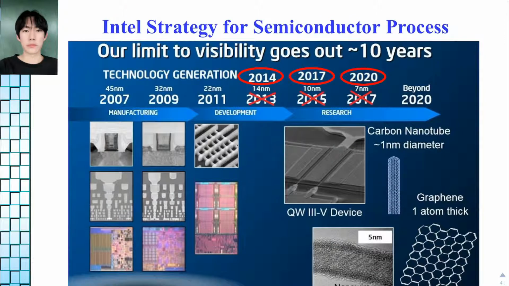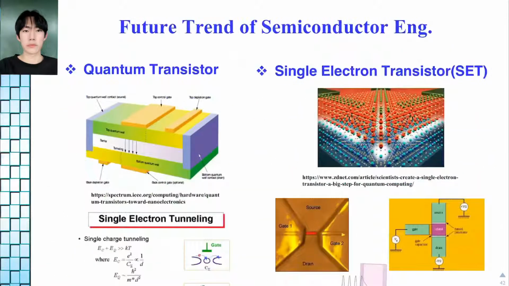Third is the future of semiconductors. Semiconductor technology generation is faster than expectation. Very fast growing. In the near future, we can make quantum transistors operated by sunshine energy or single electron transistors.